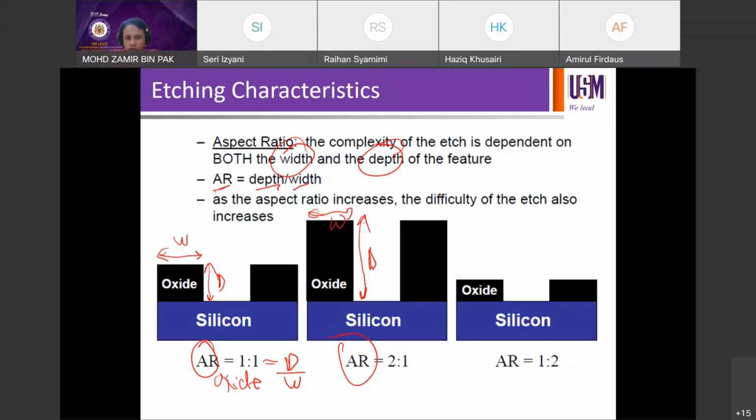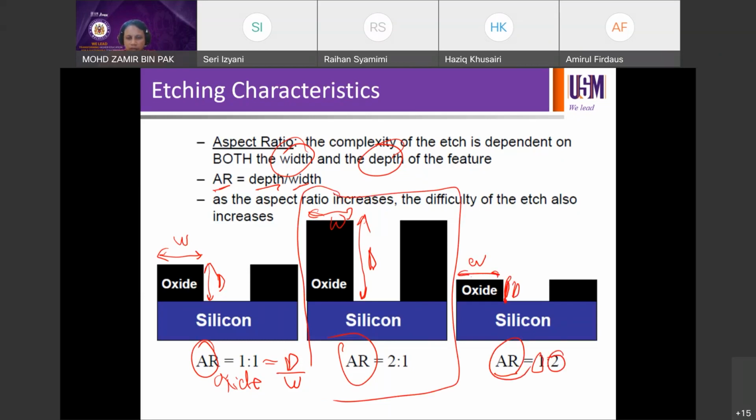On the other hand, you can also have 1/2. Your depth is half, your width is the same, but then your depth is half of the width. Then you get your aspect ratio to be half. So as the aspect ratio increases, for this particular case 2/1, the difficulty of the etch also increases.